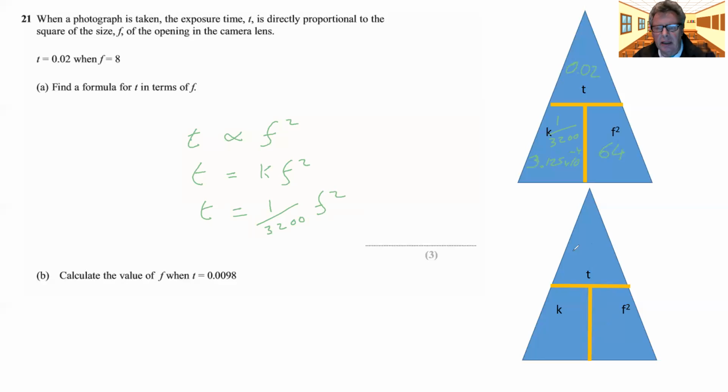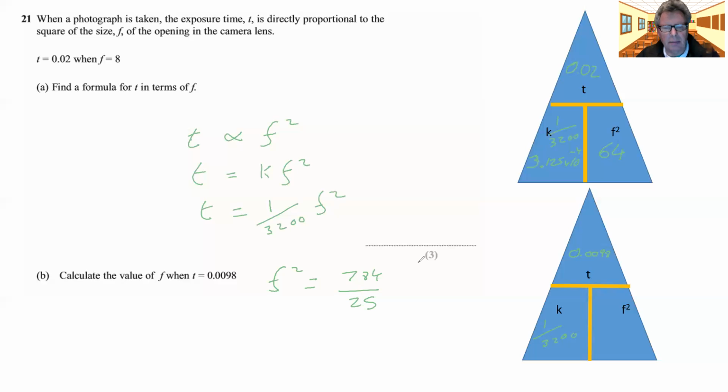Next one, T is quite small here. So if we divide it by 1 over 3,200, then we'll find out what F squared is. So we just do 0.0098 divided by the answer we had from before. And what we get is F squared is 784 over 25. So we square root that, and we're going to be able to find what F is.